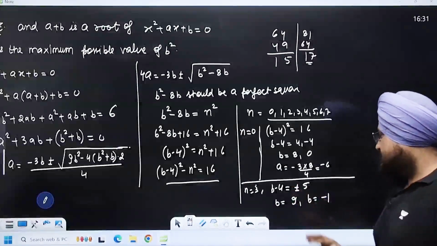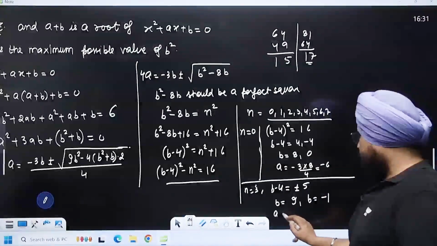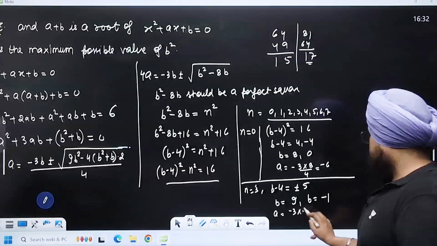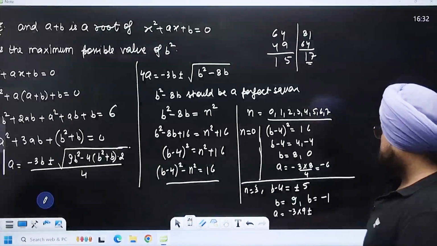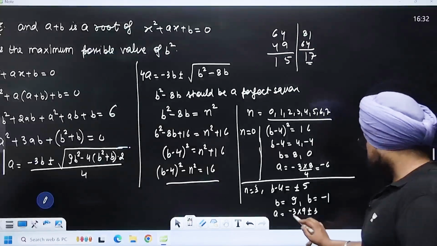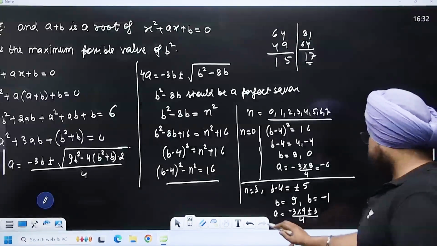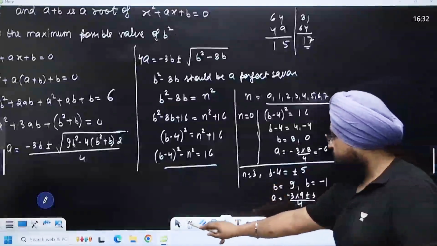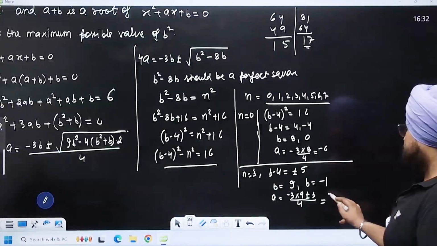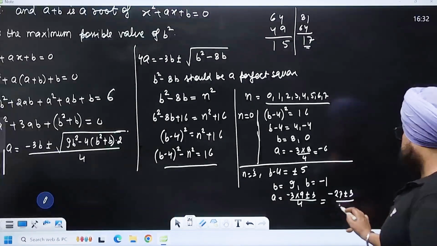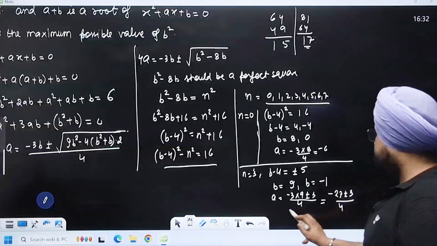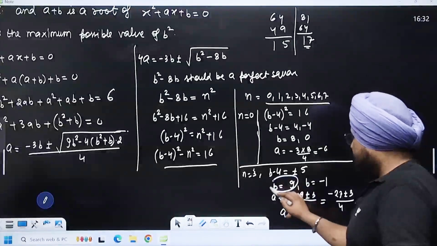Now 9 is greater than 8. So for b equal to 9, whether a is an integer or not: a is equal to minus 3 into 9 plus or minus the square root of 81 minus 72, over 4. This should be an integer. So this is minus 27 plus or minus 3, upon 4. If we take the minus sign, this is not an integer. If we take the plus sign, then it is minus 6. So b can be equal to 9.